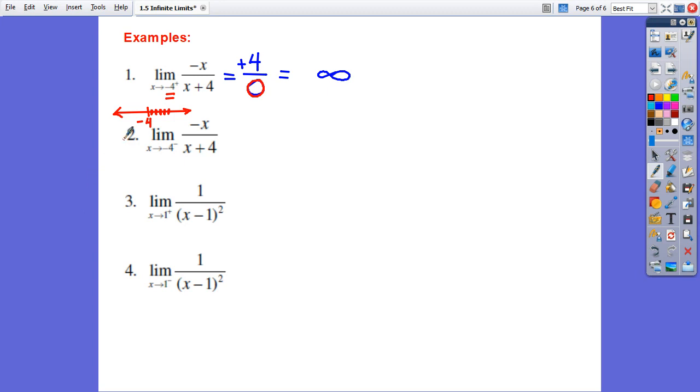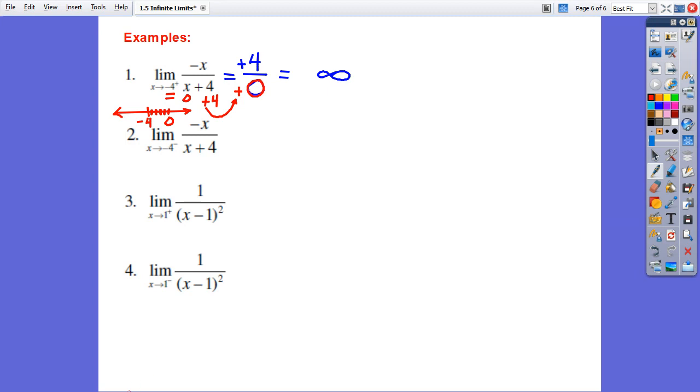So think of a number that is to the right of -4, that is larger than -4. Some students will just go to 0. They'll be like, 0 is bigger than -4. It doesn't matter. What you do is you simply plug in 0, and all you're doing is stealing the sign of what you get. So 0 plus 4 is a positive 4. We steal the sign, and now we know that's going to be a positive infinity.